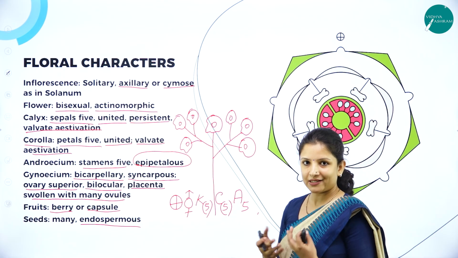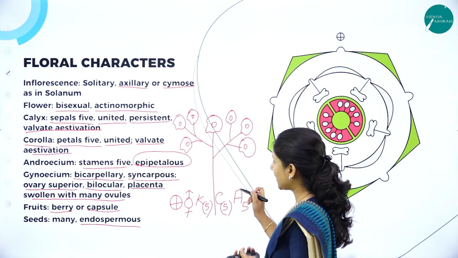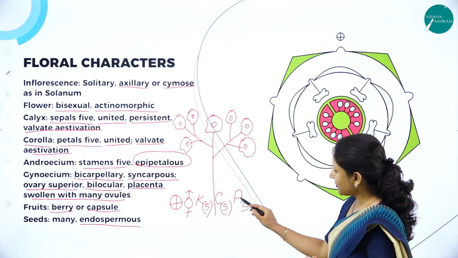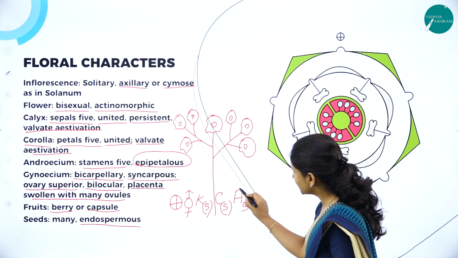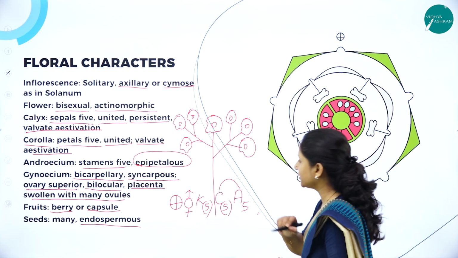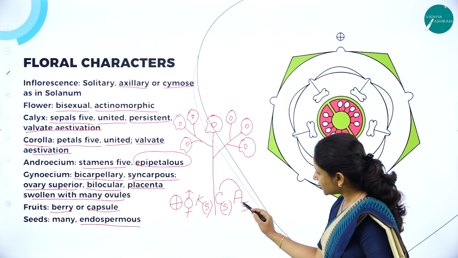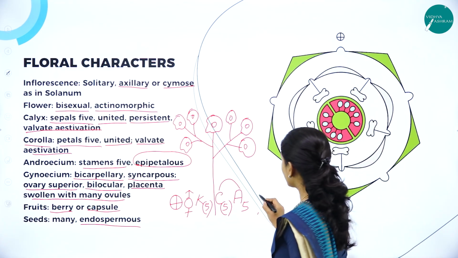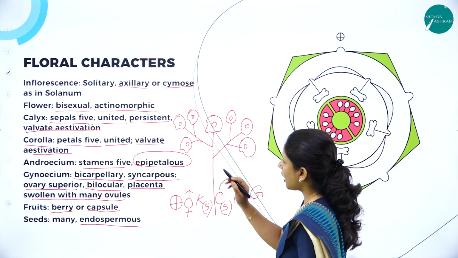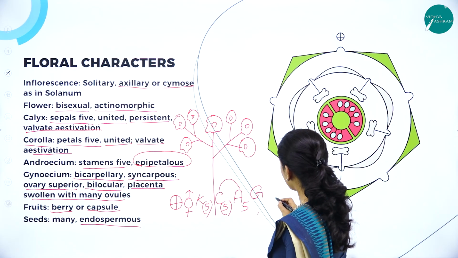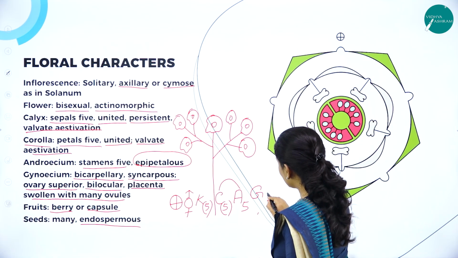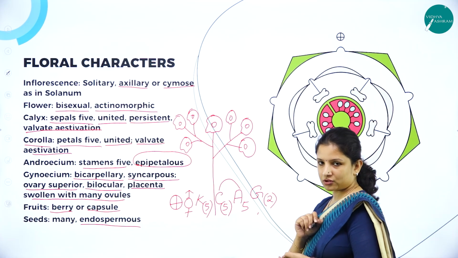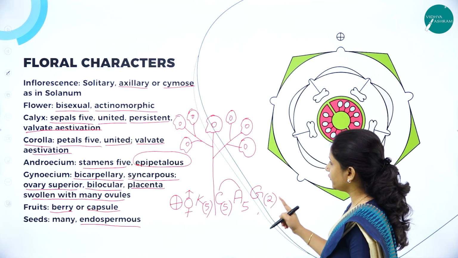Stamens are not united, they are free, but it is epipetalous, meaning the stamens are connected to the corolla. So I'll put a symbol like this, meaning the androecium is connected to the corolla, it is epipetalous. Next, talking about gynoecium, G. How many carpels are there? 2 carpels are there. They are syncarpous. They are fused. So within the bracket, they are fused.